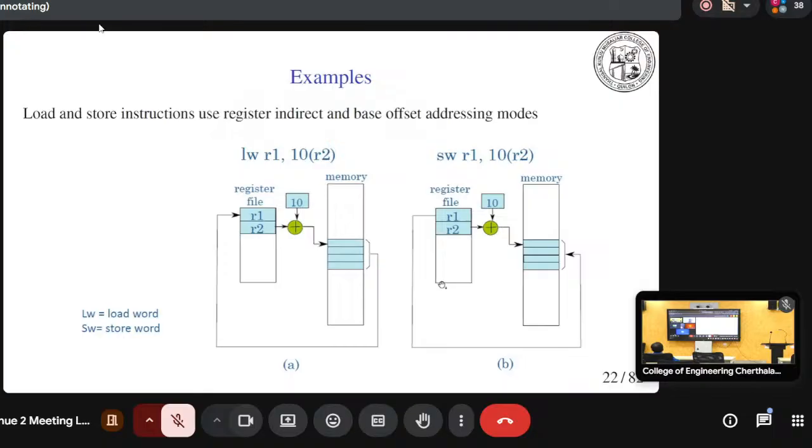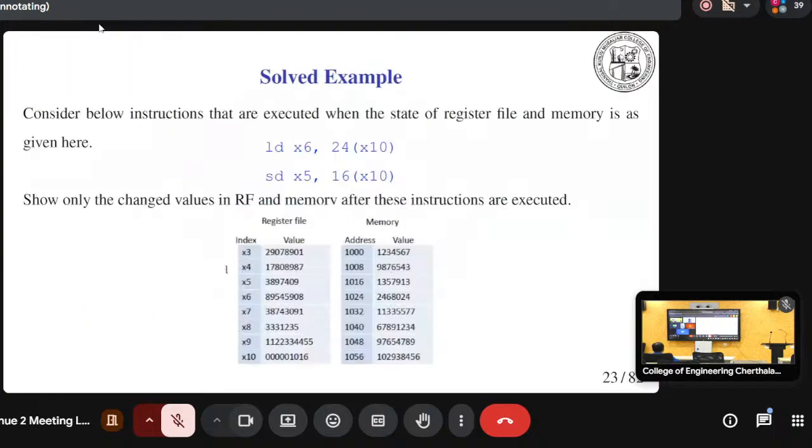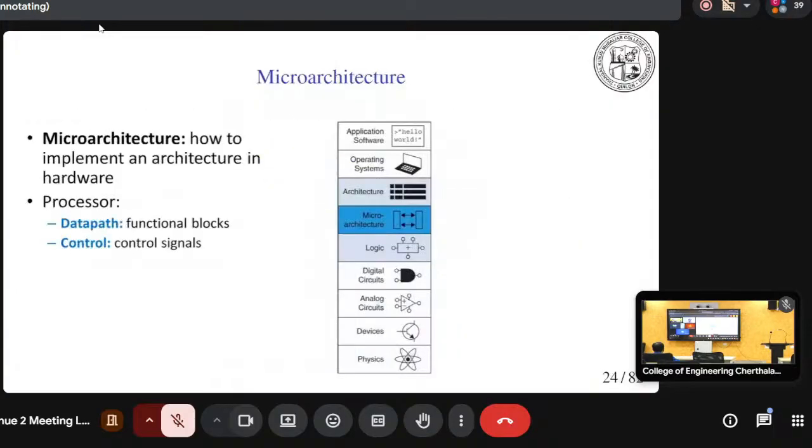The reverse thing happens in store word. In store word, we have the register R, and 10 is added. The offset value is added with the data in register R2. So here I have also another example. I will go into it.